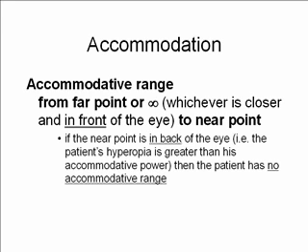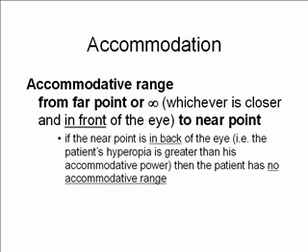Accommodative range is a description of the patient's experience. So the patient sees things from this distance to that distance. The emmetropic patient in our example was able to see things from infinity to 1/6 of a meter. That's his accommodative range. The myopic patient was able to see things from 1/3 of a meter to 1/6 of a meter. That's his accommodative range.